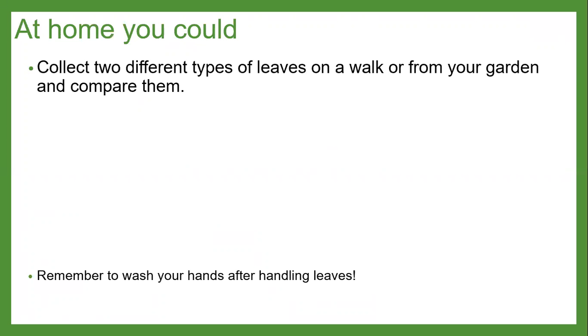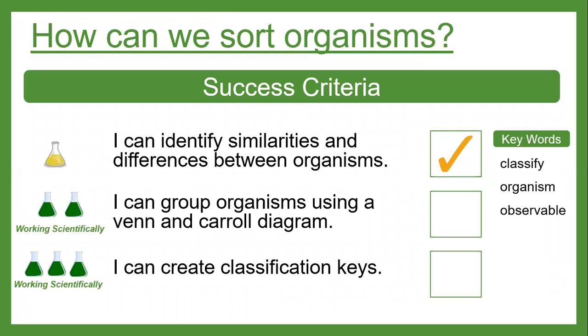Welcome back. Hopefully you've made some good notes to help you with the rest of your learning for this lesson. Let's continue with the lesson. Okay, so things you could do at home. You could go out, collect 2 different types of leaves on a walk or from your garden, and you can compare them. But always remember to wash your hands when you're handling leaves, okay?